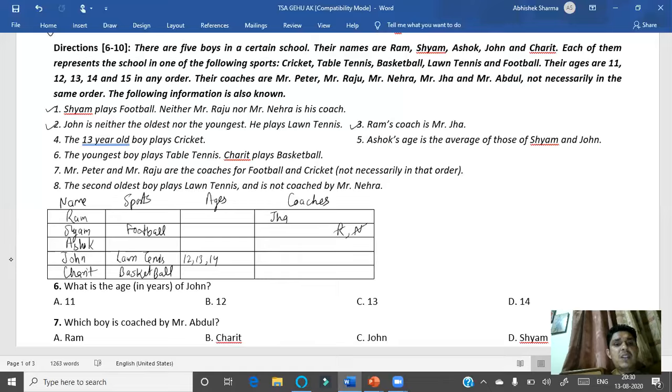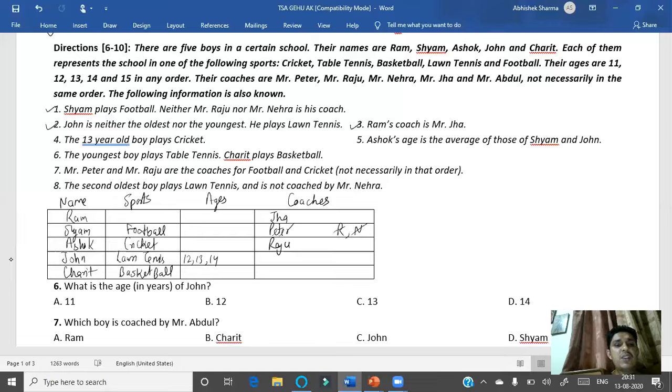Mr. Peter and Mr. Raju are the coaches of football and cricket, not necessarily in the same order. Football and cricket. So Mr. Raju will not be the coach of football. So Raju will be the coach of cricket. Definitely cricket must be here, so we can write here. And Raju is here. So we can simply write the name Peter here, because he is saying that Mr. Peter and Mr. Raju are the coaches of football and cricket.